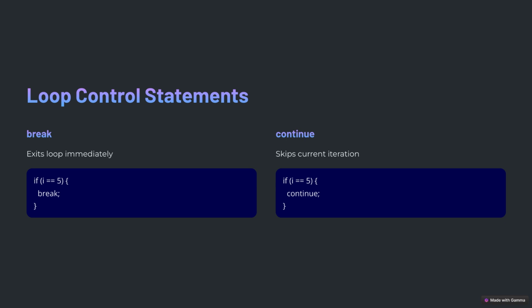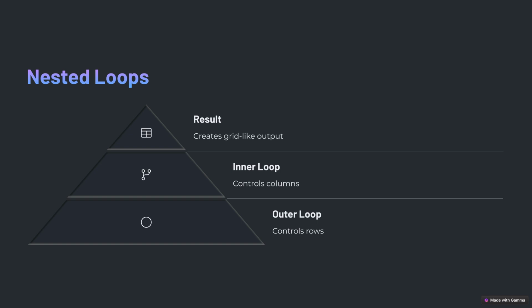Sometimes, we need to use loops inside loops to work with complex data, like tables or grids. Here's an example of a multiplication table using nested loops. The outer loop controls the rows, while the inner loop controls the columns. This prints a multiplication table for numbers 1 to 5.